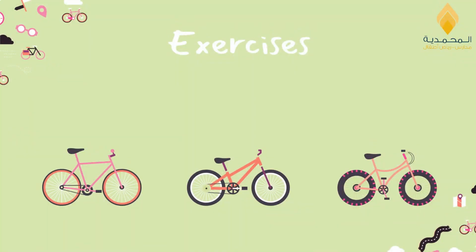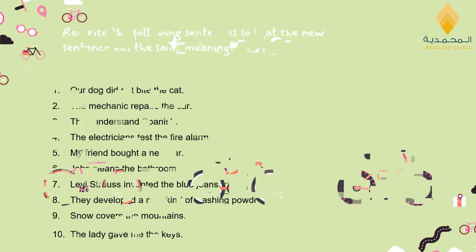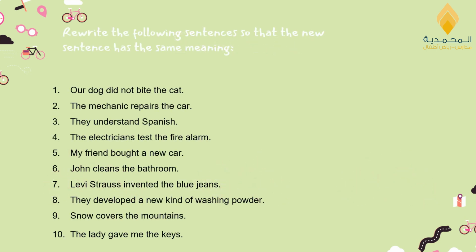Here are some exercises for you to practice the passive. You can do these exercises in your English notebook. In this exercise, rewrite the following sentences so that the new sentence has the same meaning, which means that you have to change these active sentences into passive sentences. Pay attention if the sentence is in the simple present or in the simple past so you can change them correctly.